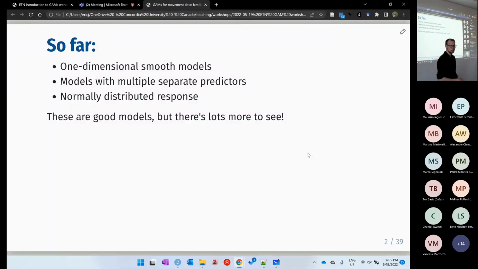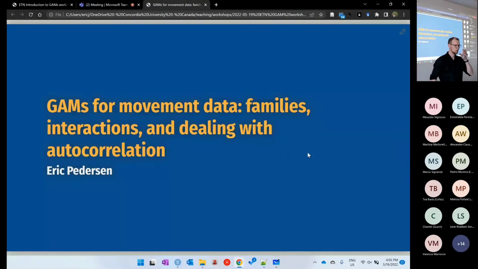Okay. Question? Yep. As far as I understand, the effect size in GAMs is not so straightforward. Yeah, so because it's a nonlinear relationship, you really have to think about how you estimate effect sizes.